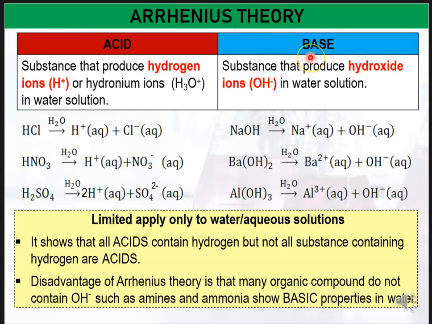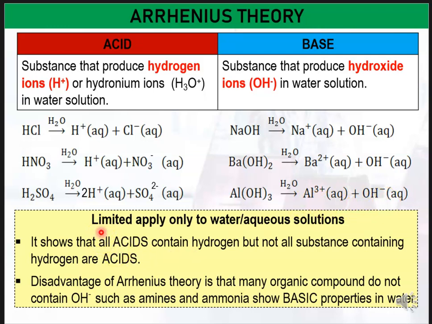But base, according to Arrhenius, is a substance that produces hydroxide ion in water. Sodium hydroxide, barium hydroxide, and aluminium hydroxide dissolved in water will produce sodium ion plus hydroxide ion, this one barium ion plus hydroxide ion, aluminium ion plus hydroxide ion.